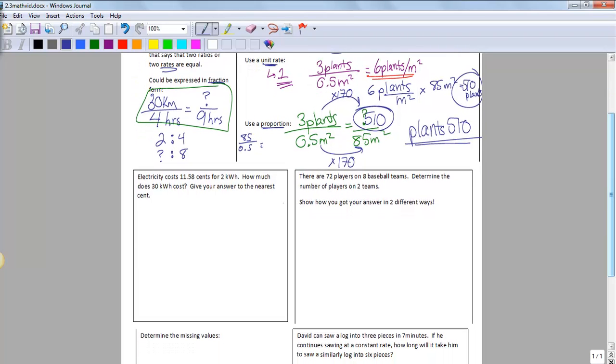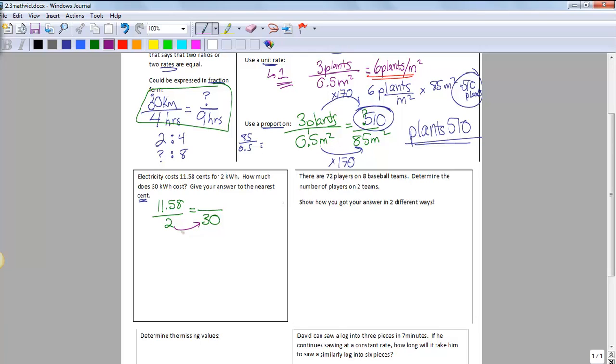Here it says electricity costs 11.58 cents for 2 kilowatt hours. How much does 30 kilowatt hours cost? Give your answer to the nearest tenth of a cent, that's 1 decimal place. So let's do it with proportional reasoning. I know it's 11.58 for 2. I'll just leave out the units now to make it clear. I want to know how much it's going to be for 30.